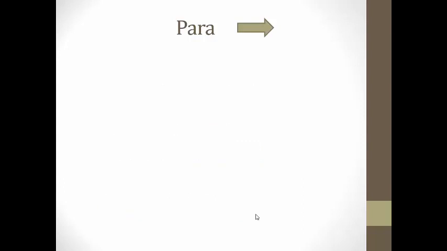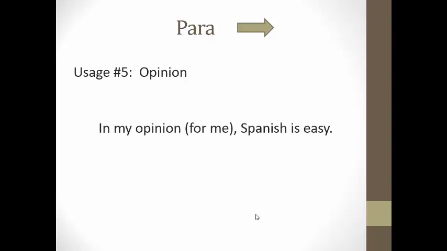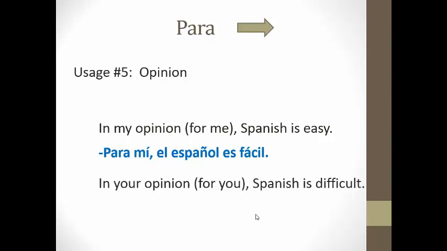Okay, one more usage for para, and that is opinion. Anytime you're stating what you think, how you feel, you always use para. Okay, so in my opinion or for me. Some practice sentences for you. In my opinion or for me, Spanish is easy. So para mí, el español es fácil. Another one. In your opinion or for you, Spanish is difficult. Para ti, el español es difícil. Okay. Those are the 5 rules for para.